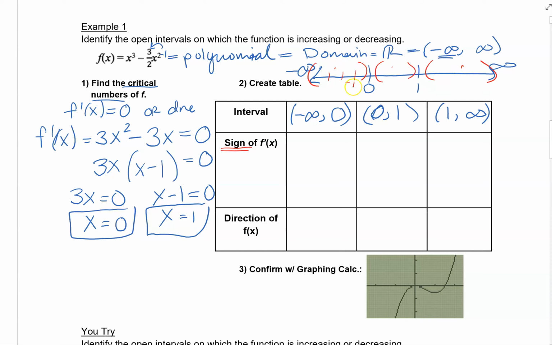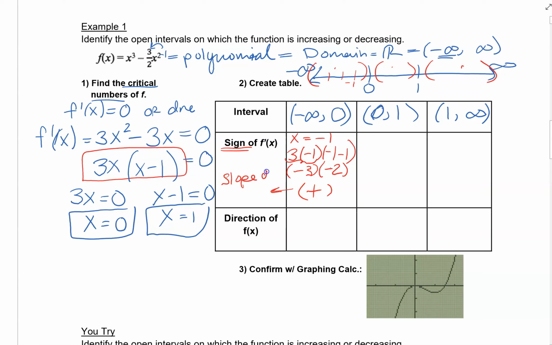So maybe I can use -1 for the interval to the left of 0. And I just want to check, is my derivative positive or negative at -1? I like using the factored version, by the way. Doesn't matter which version, but sometimes that makes it really easy to determine the sign. So I can see that this would be -3. I can see that that would be -2. And a negative times a negative makes a positive. So my derivative is positive. What does that mean? That means my slope of f is positive. That means f is increasing. It's going up. It has a positive slope.